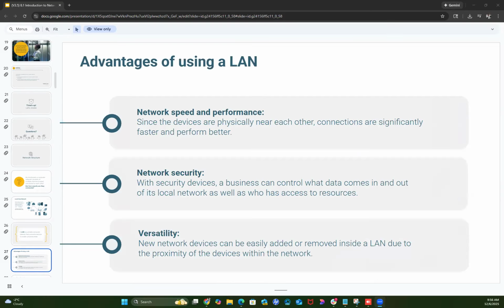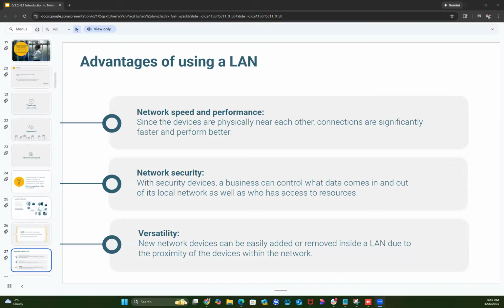So this is the advantage. First, network speed and performance: since the devices are physically and geographically close to each other, connections are significantly faster and perform better. Second, network security: with a security device, a business can control what data comes in and out, and who can access the resources on the local network.